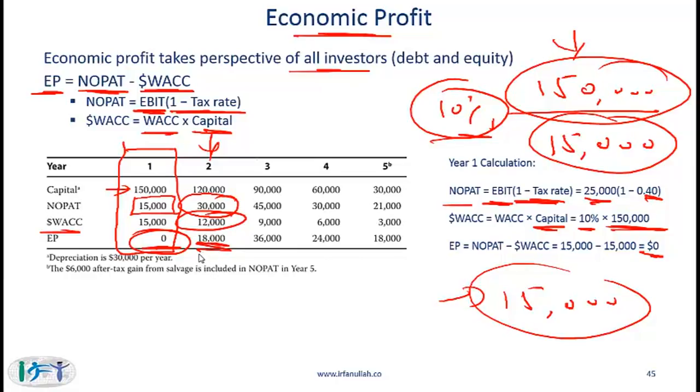Then how do we come up with the overall value of this project? We come up with the NPV or value by looking at all the economic profit numbers and discounting them back. And the term used for this is market value add, because here we are actually looking every year how much value is added above the cost.